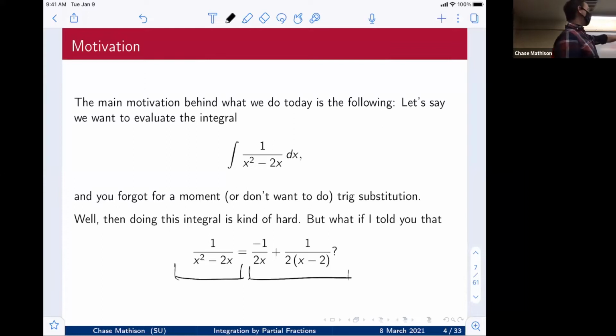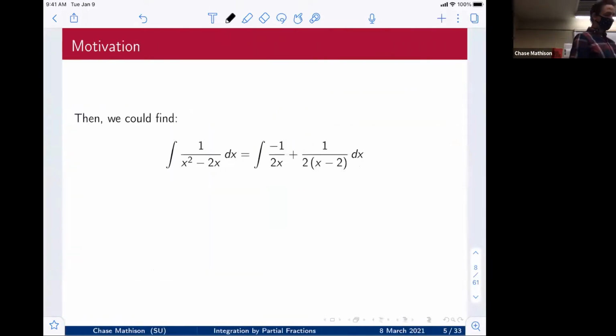Well, if you knew that 1 over x squared minus 2x is that thing on the right, well, the thing on the right is a lot easier to integrate, right? Does everybody see that? Because the integral of 1 over x is natural log of x. The integral of 1 over x minus 2, that's just natural log of x minus 2. So it's much easier to integrate the thing on the right than the thing on the left.